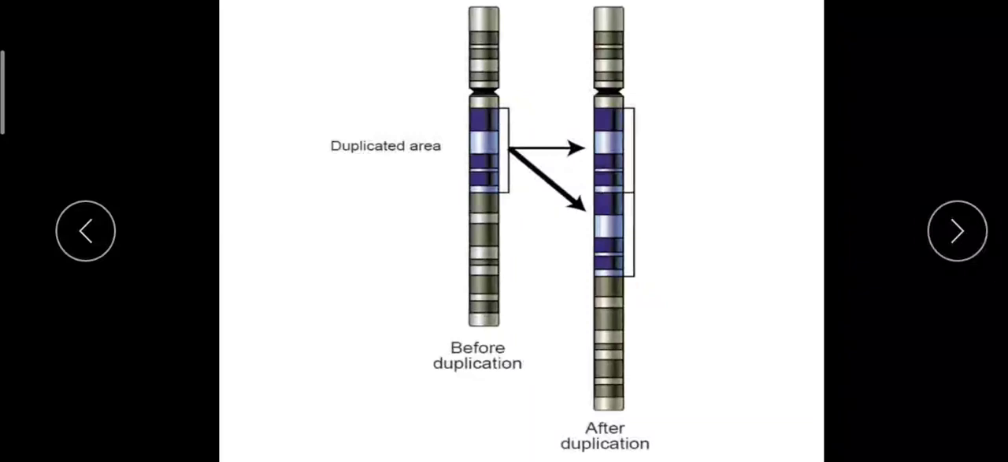These duplicate segments may be incorporated within the parent chromosome, or they can be found in another chromosome, or they may exist as a separate piece. So they can occur in three ways. The extra copies can either be found in the parent chromosome or in some other chromosome, or they can exist as a separate piece also.